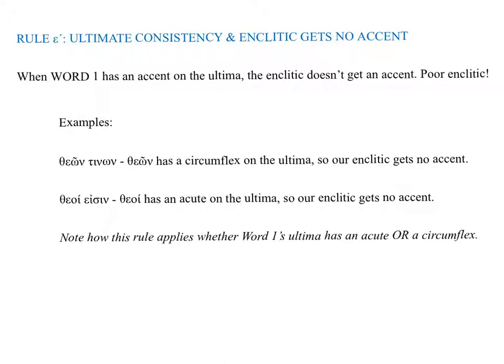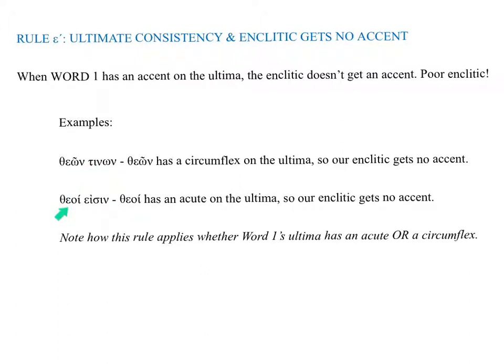Rule epsilon, or rule 5. Ultimate consistency, so there's a theme continuing from the last rule, and enclitic gets no accent. So this one's pretty straightforward. Again, when word one has an accent on the ultima, the enclitic doesn't get an accent. Simple as that. So let's look at our examples. Teon, tinon. Tinon is our enclitic. Teon is word one. Word one has an accent on the ultima. The enclitic gets nothing.